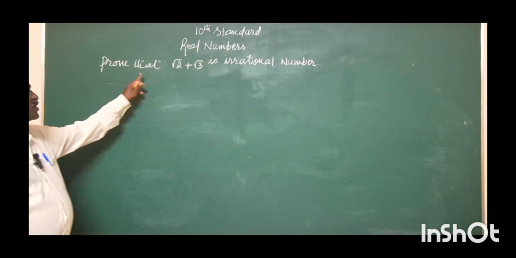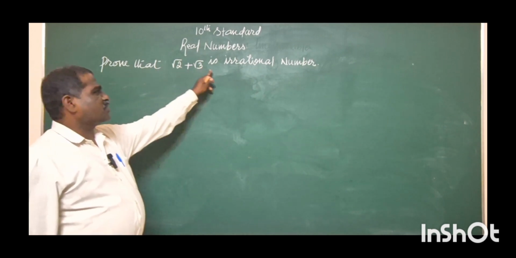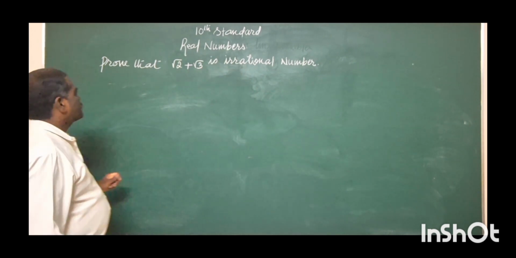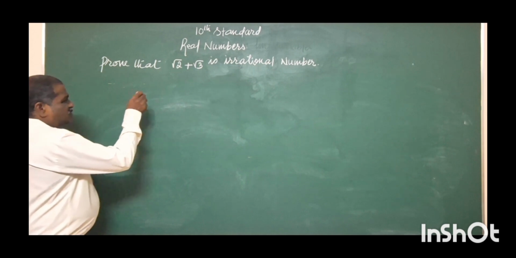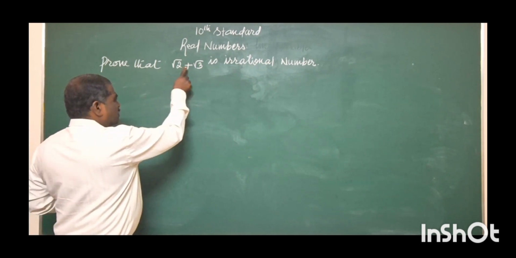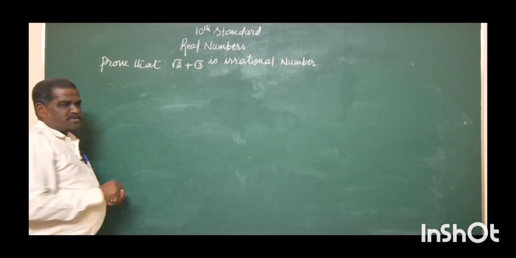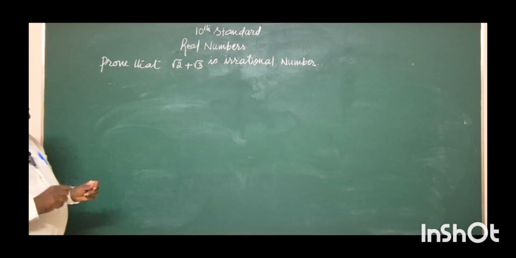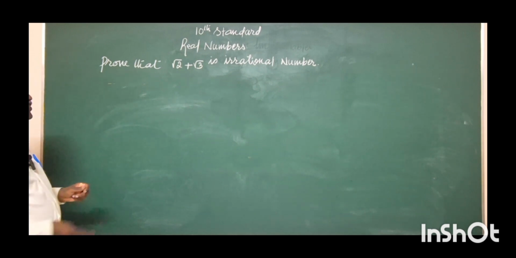Prove that root 2 plus root 3 is an irrational number. Root 2 and root 3 are both also irrational, but we have to prove that the sum is irrational.